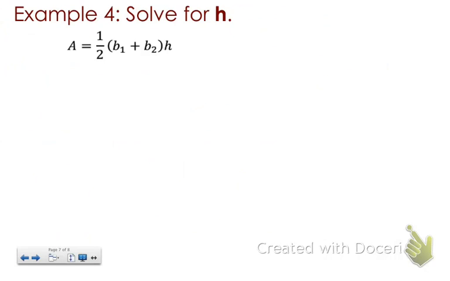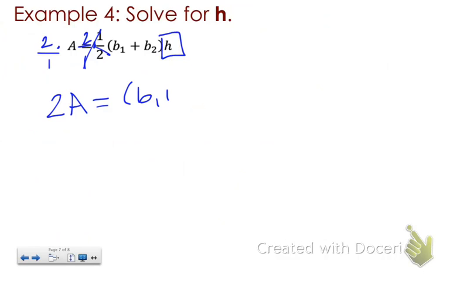Alright, so again, solve for h. So this one's a little tricky because it has parentheses, and I know that you are tempted to distribute, but in this case, because h is already by itself out here, I would actually make more work for myself by distributing. So instead, I'm going to get rid of this fraction using a reciprocal. So again, multiply by 2 over 1. And so I end up with 2a equals b1 plus b2 times h.